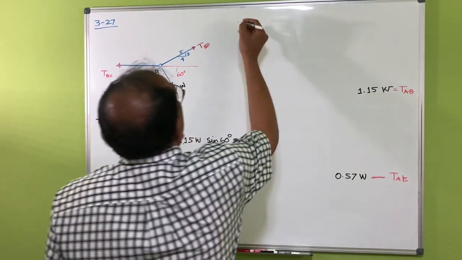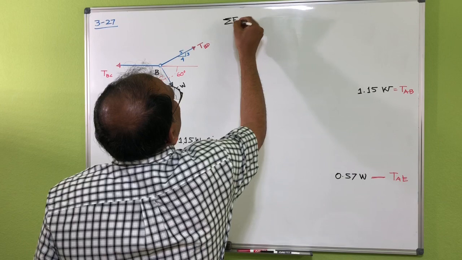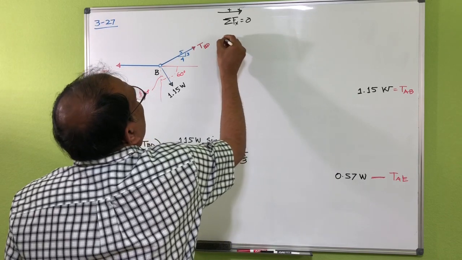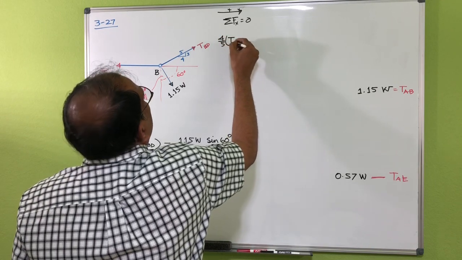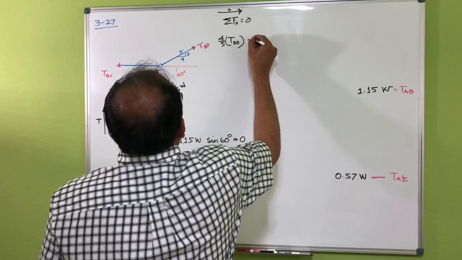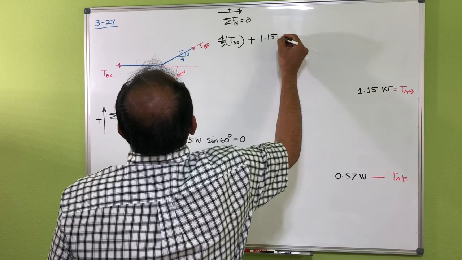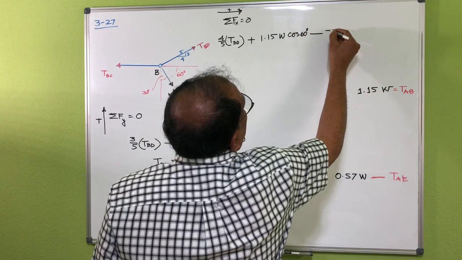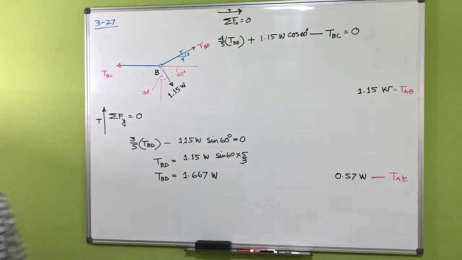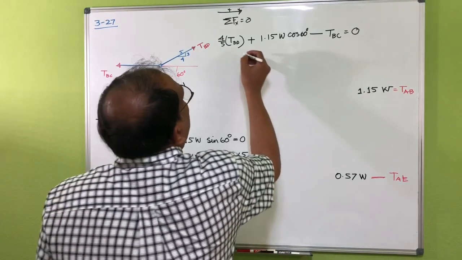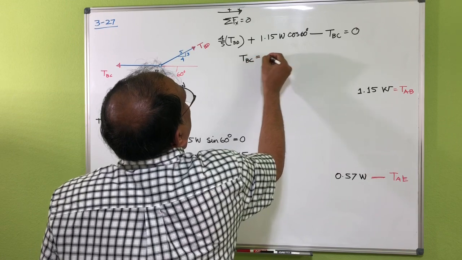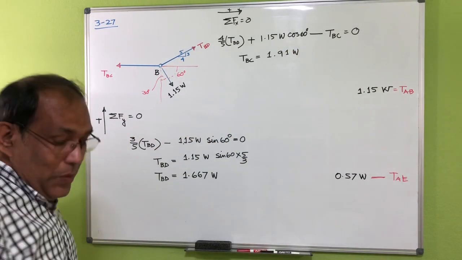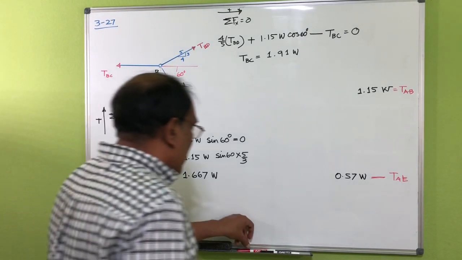Similarly, you can just find out this one here. So summation of Fx equal to 0. So TBD, that's actually 4/5 of TBD, and then plus 1.15 cosine 60 minus TBC equal to 0. So TBC is equal to 1.91 W.